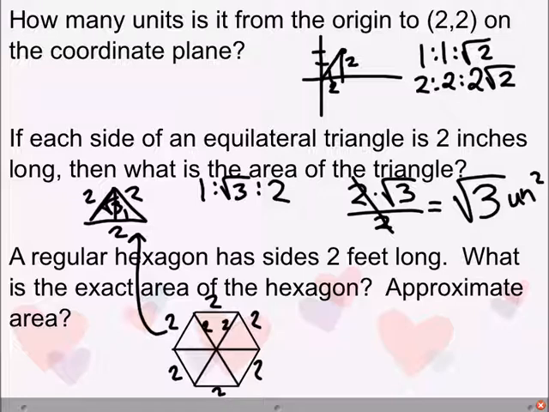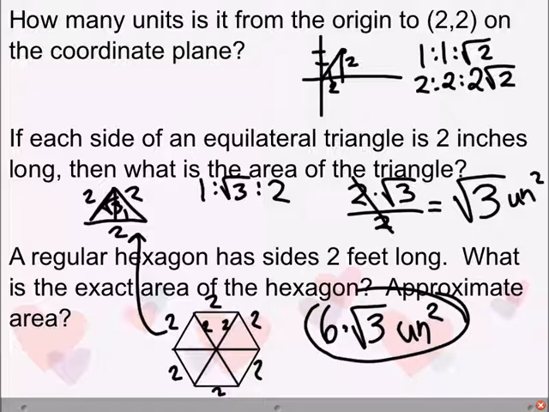So each of those areas is root 3 units squared, and we have 6 of them. So we say that the exact area is 6 root 3 units squared. To get the approximate, you would have to use the decimal of root 3, which is about 1.73, times 6, so it's about 10.39 units squared.